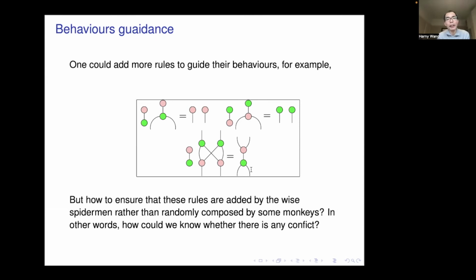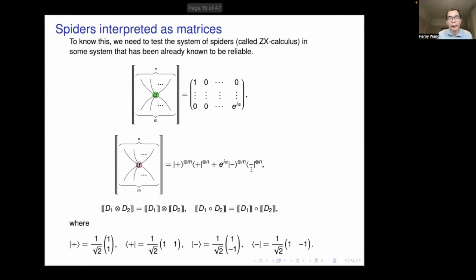But the problem is, how do we know these rules we add are correct, right? Does it make sense? Can we randomly add some rules? Of course you can't do that. Then how do we know that we add the rules correctly?